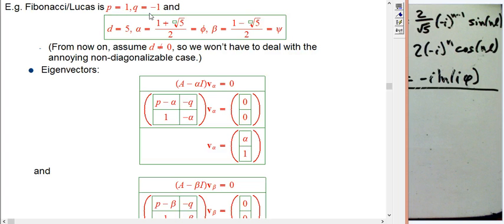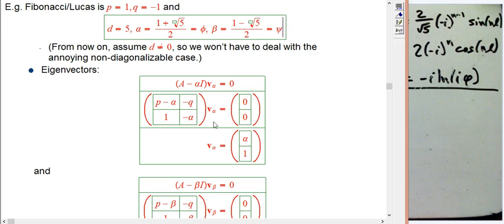That's where P is 1, Q is minus 1. So D, it's easy to show, is 5. Alpha is the golden ratio. There it is expressed. We've seen that before. And beta is the conjugate of the golden ratio, and that's often called psi. Okay. So that's a very standard case.